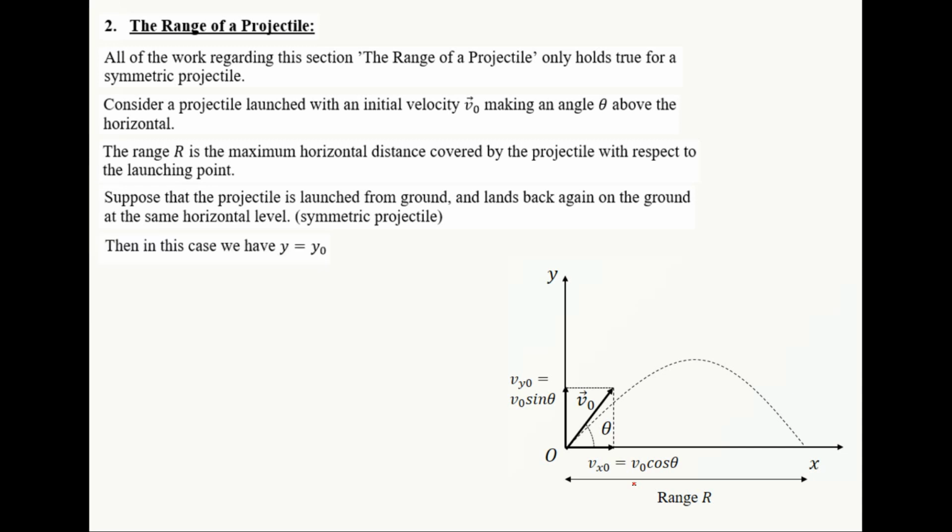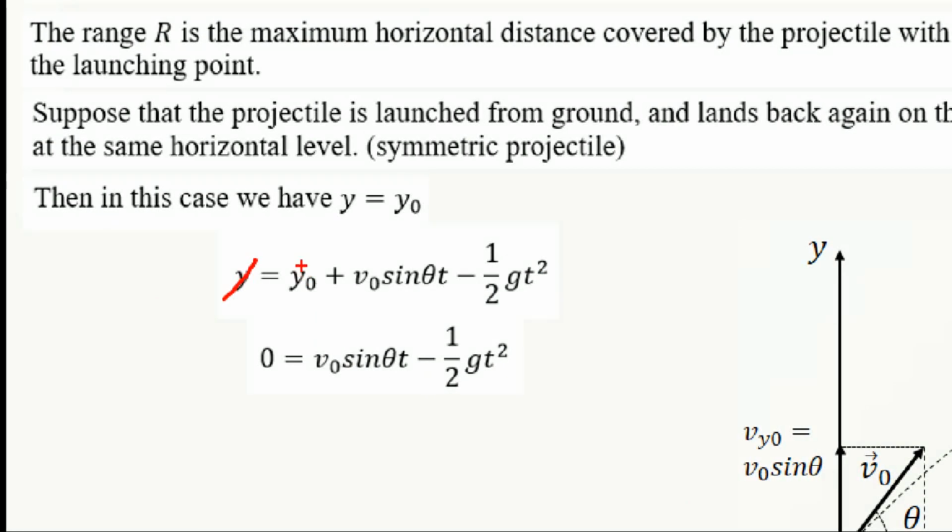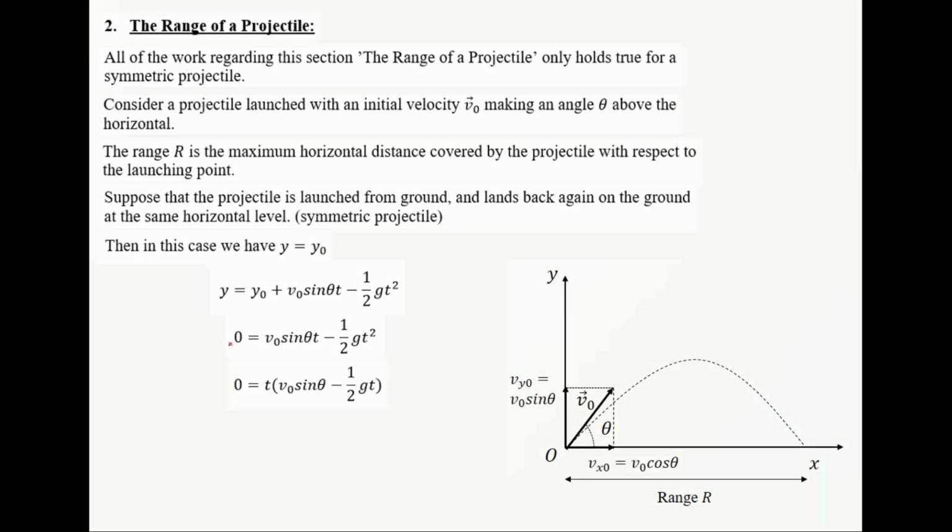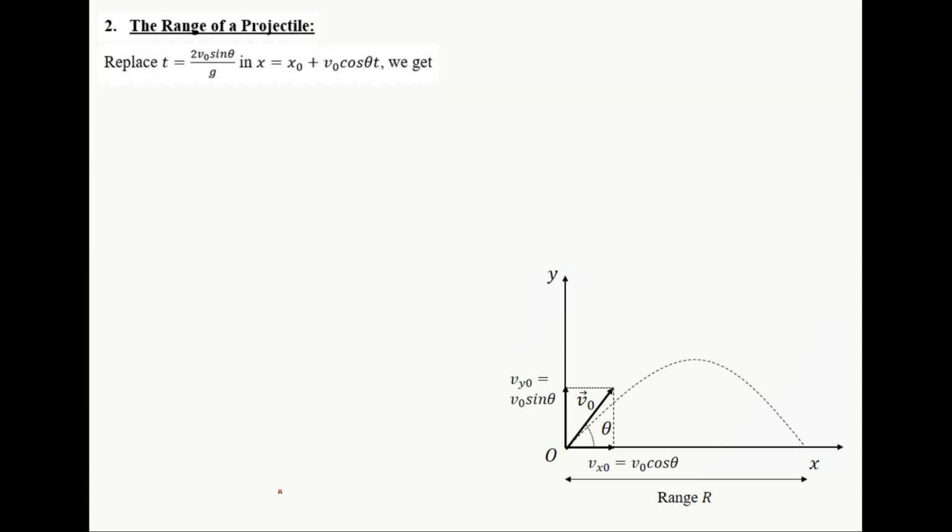Then also we can start from the fact that y is equal to y0. Here the final vertical position and the initial vertical position cancel out and we're left with 0, and we can factor t out, and we have that the time is given by 2v0 sine theta over g, which is the time of flight. What we have done so far is we have determined again the time of flight. Now we're going to make use of this equation and replace it in the horizontal position time equation.